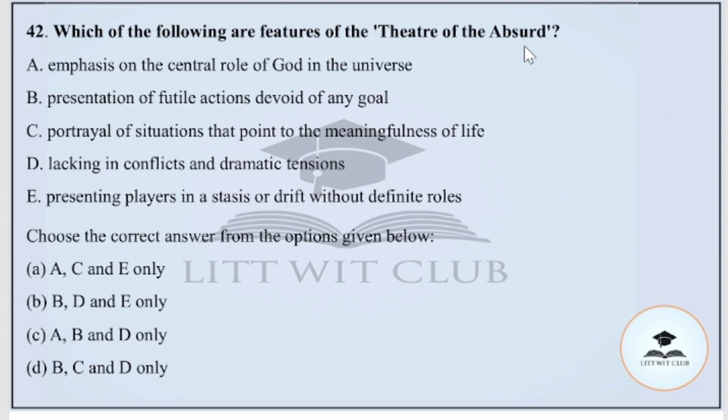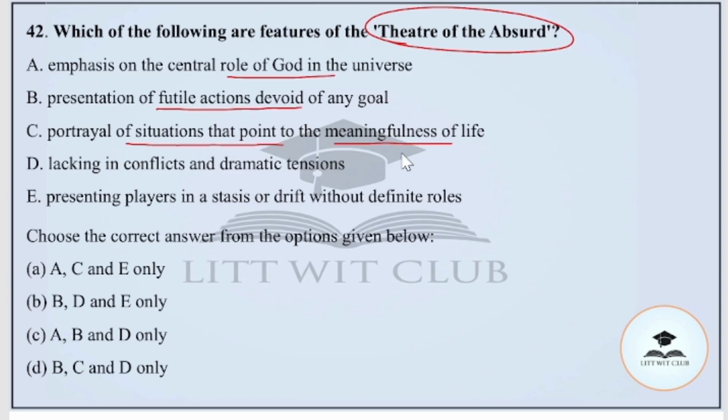Question number 42. Which of the following are features of the theatre of the absurd? Emphasis on the central role of God in the universe, presentation of futile actions devoid of any goal, portrayal of situations that point to the meaningfulness of life, lacking in conflicts and dramatic tensions, or presenting players in a stasis or drift without definite rules. And the correct option is option number B, that is B, D, and E.